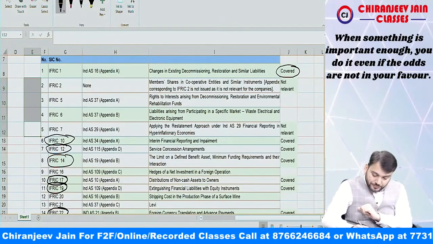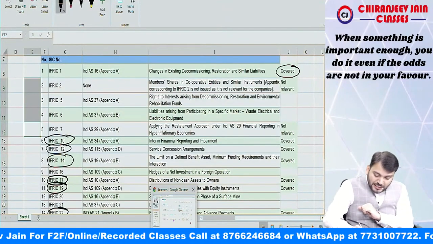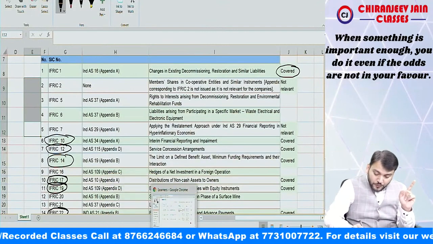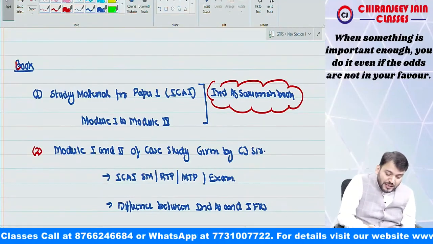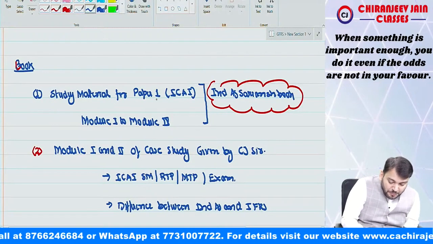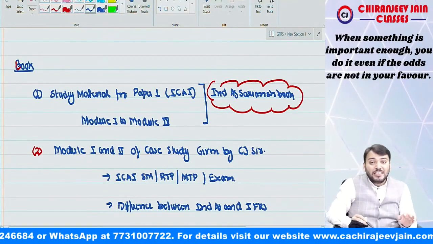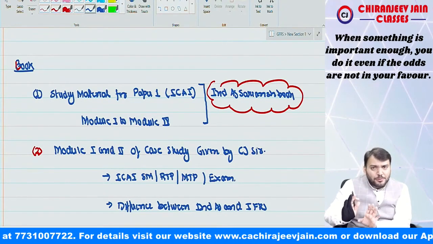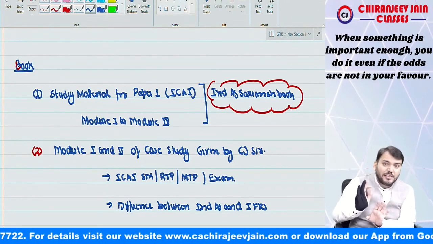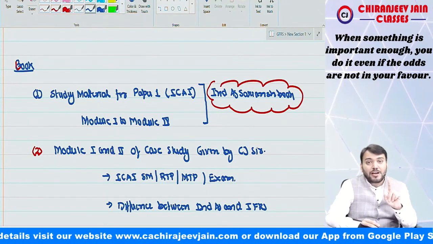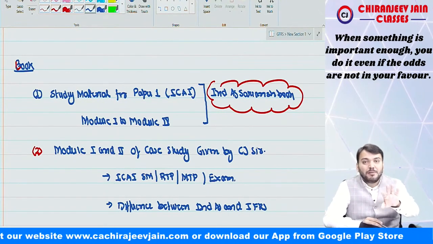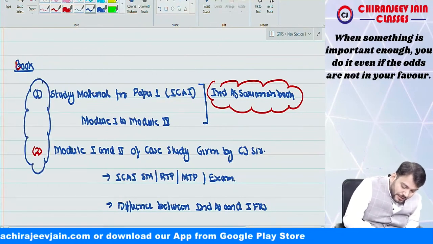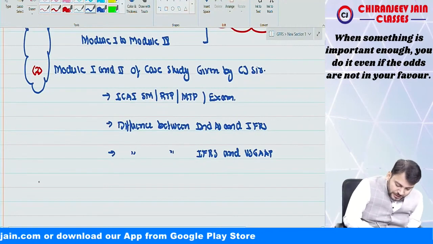Correct? Yes, sir. So as per books, you have understood which books you need to carry in the exam. You can carry all the study material for paper 1 which has been given by ICAI. Instead of that, you can also carry my Ind AS Saransh book. That will be handy to carry and you can also easily refer to it. Correct. Then you need to also carry module 1 and module 2 of the case study given by me. These two will cover all the parts.